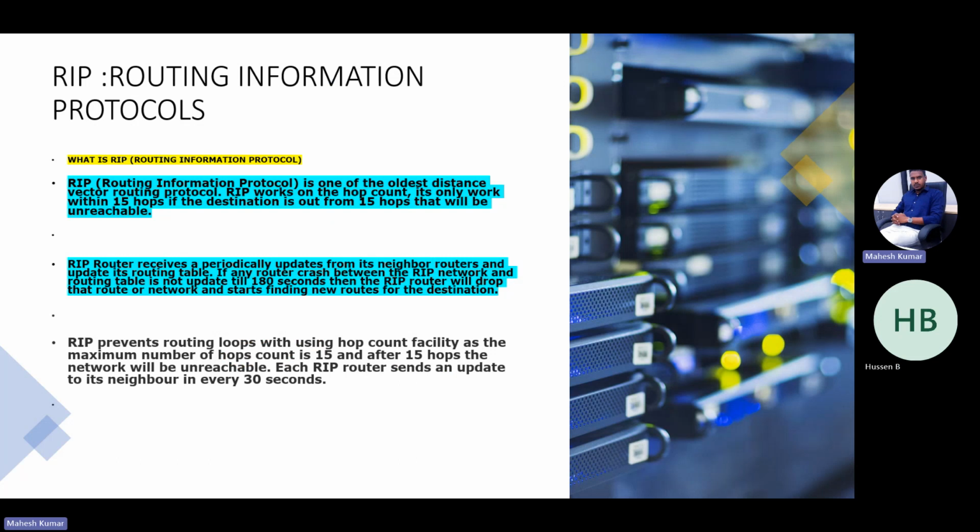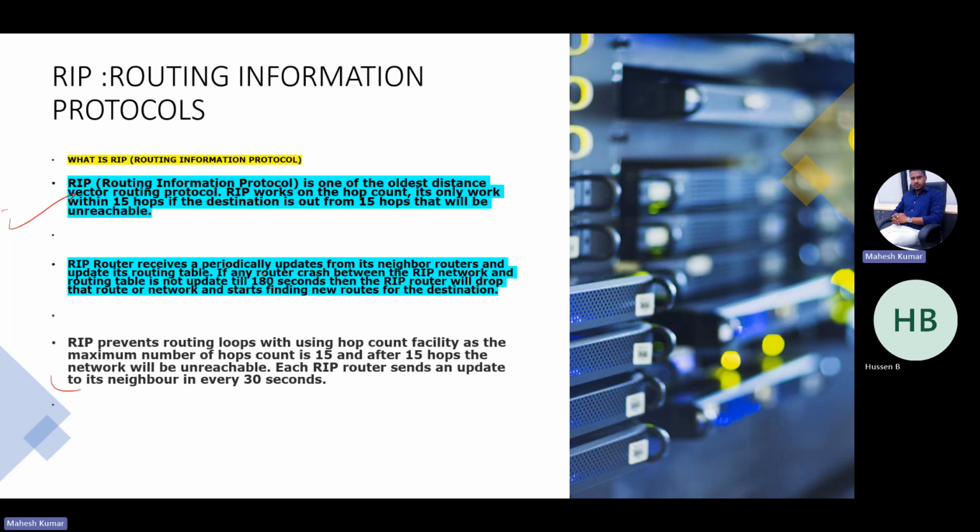After that, I'm just going to explain some points about the RIP protocol. What is the RIP routing protocol? RIP is the Routing Information Protocol, one of the oldest distance vector routing protocols. RIP works on hop count. It only works within 15 hops. If the destination is beyond 15 hops, it will be unreachable, which means invalid. We already discussed this point.